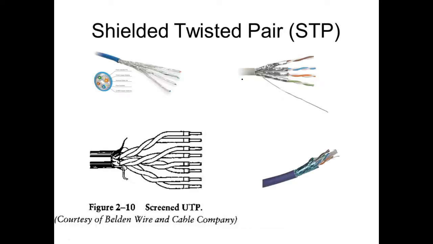This is pretty standard on cable we use for networking. This is called shielded twisted pair. Now, STP cable has the ability to work in extremely noisy environments. Y'all understand that?